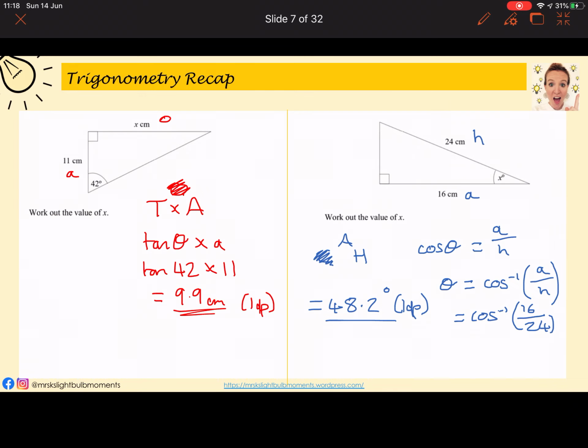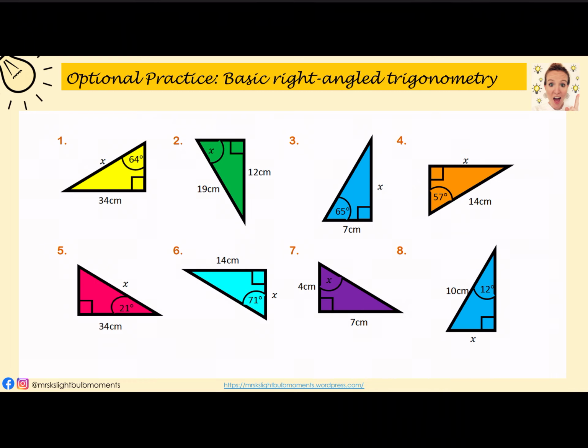I'm hoping that's quite familiar to you. We're going to move on to some slightly more applied questions. If you do need a bit more practice, there are these questions here. We're not going to do these now, but if you're watching after the session has gone live, then you can pause it and go through these in your own time.